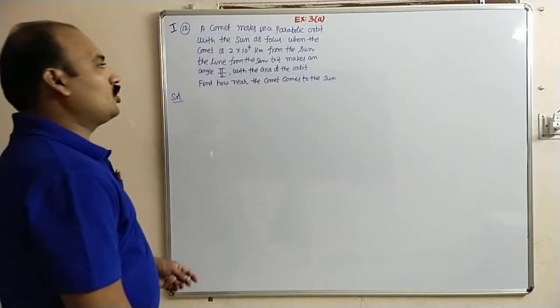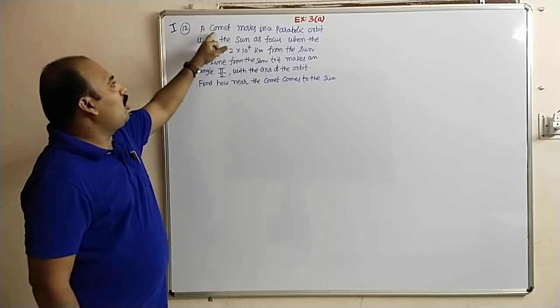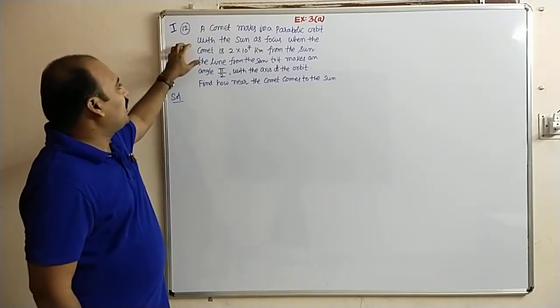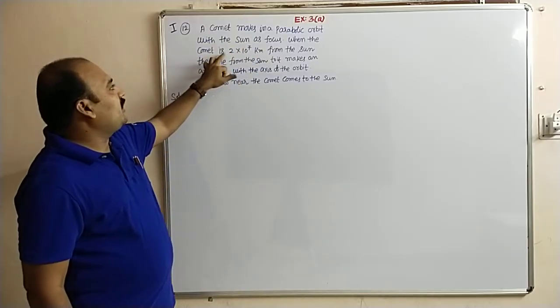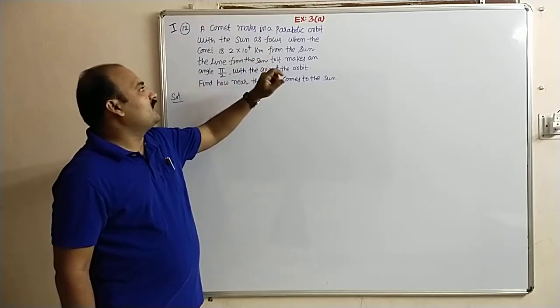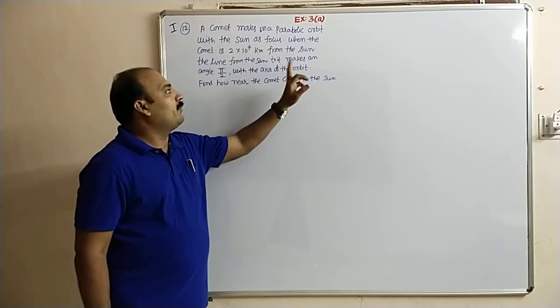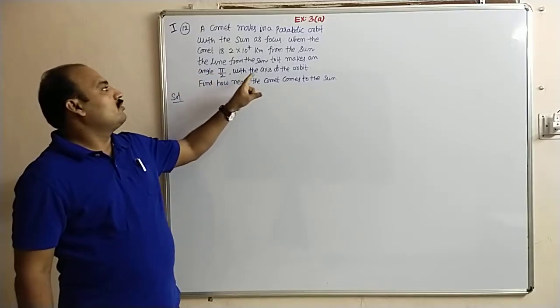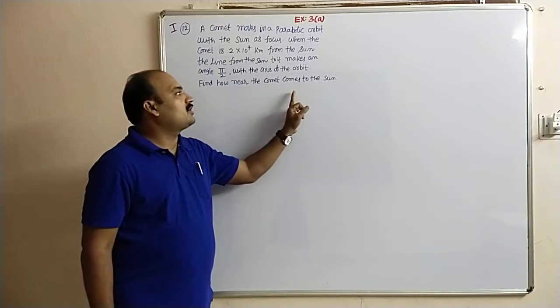So here come to the question, the last question in this first bit. A comet moves in a parabolic orbit with the sun as focus. When the comet is 2 into 10 power 7 kilometers from the sun, the line from the sun to it makes an angle pi by 2 with the axis of the orbit. Find how near the comet comes to the sun.